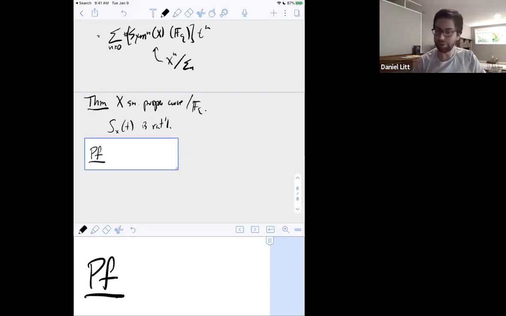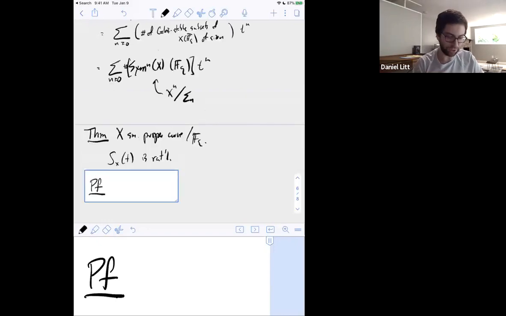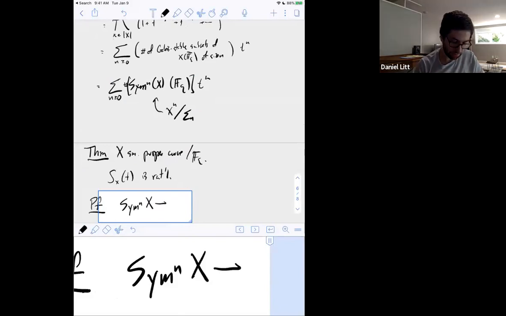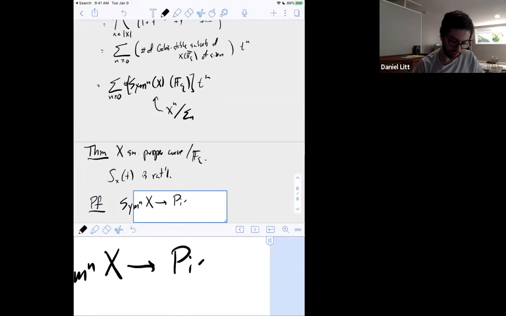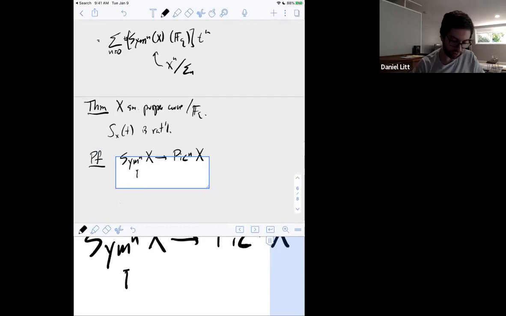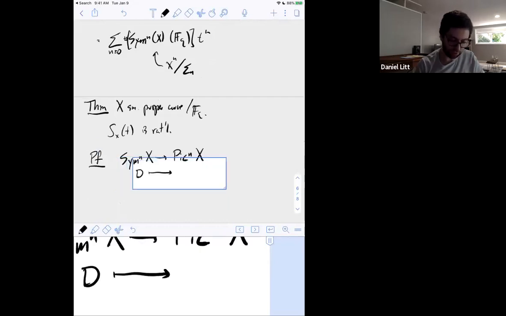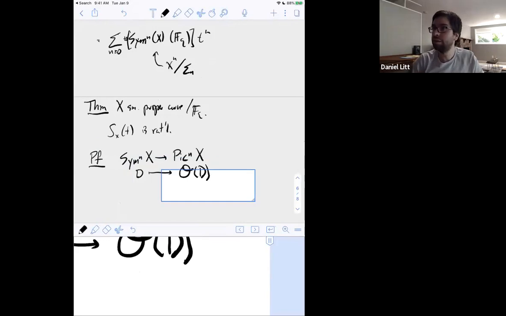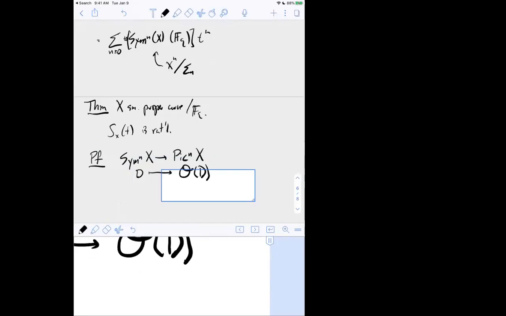All right. So let's prove this. Can anyone tell me how to understand the geometry of Sym^n X, where X is a curve? We're going to use this formulation here. So I claim there's a map from Sym^n X to the set of degree n line bundles on X. What does this map do? It sends a divisor D, which is just an n-tuple of points, to the line bundle O(D). Do you all agree with this? Yep, great.